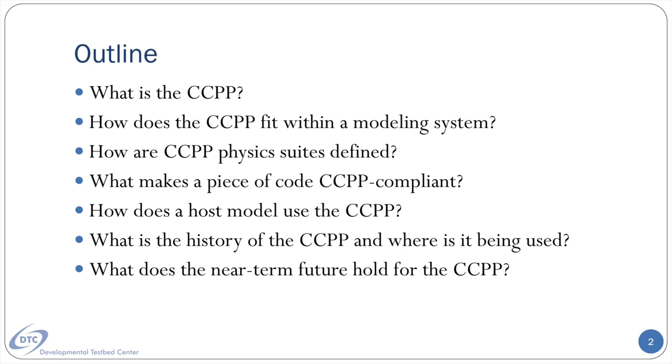Following that, I'll provide some details about what is special about a parameterization to be used within the CCPP and how the UFS, or any model, needs to provide information about the data it provides to the physics. Finally, for context, I'll step back and provide a brief history of this project and where it currently is being used, and then talk about where this project is going in the short term, and by extension, how these plans might affect the UFS.